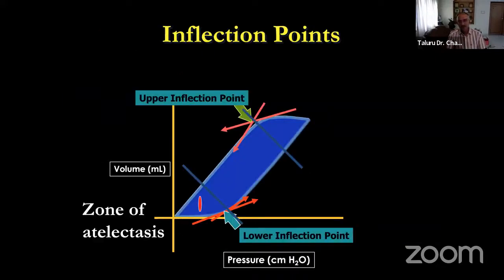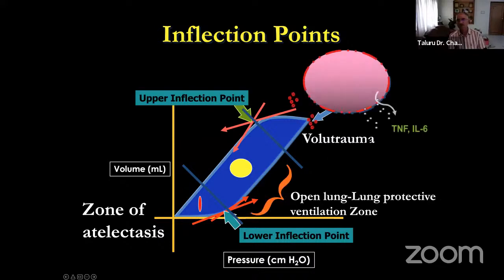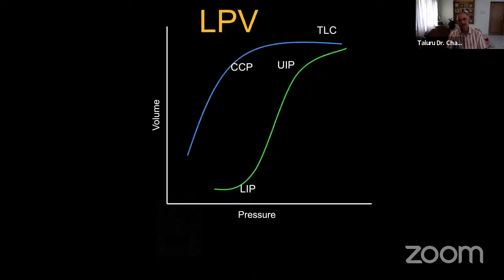These are the inflection points. This is the zone of atelectasis, atelectotrauma. To avoid this, we put a PEEP. To avoid volume trauma, we always decrease the volume. So adding some amount of PEEP, decreasing the tidal volume will always keep the lung in the open lung or lung protective zone ventilation. This is the principle. You remember this much. I will expand this when I look into ARDS in the next week.